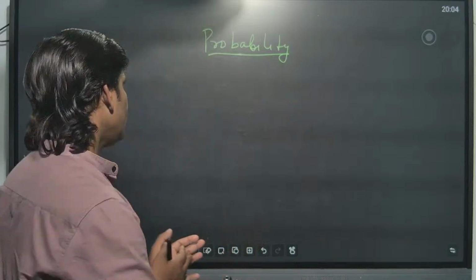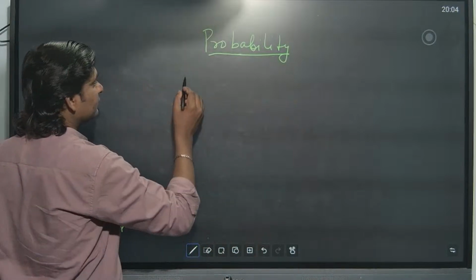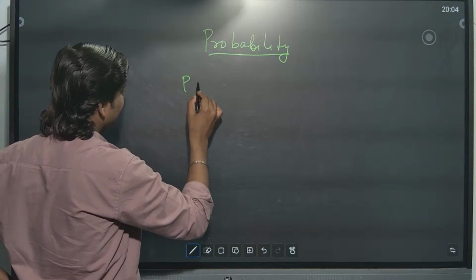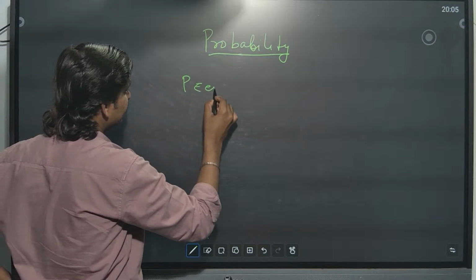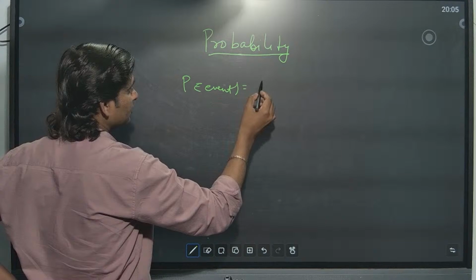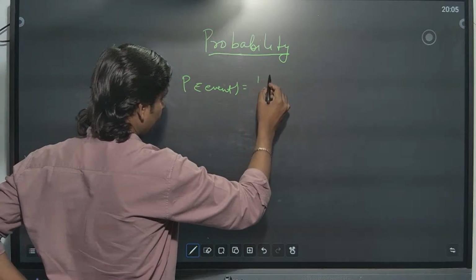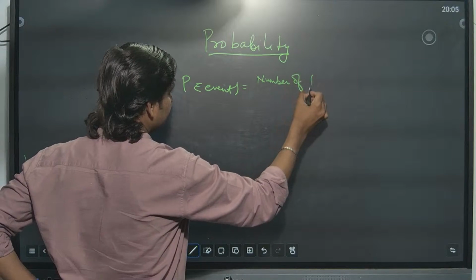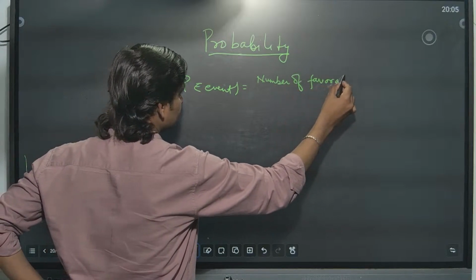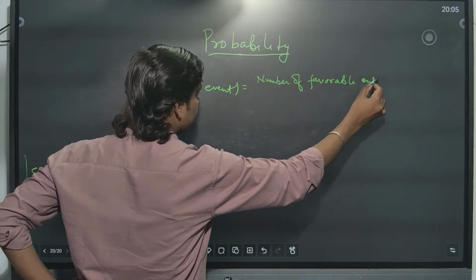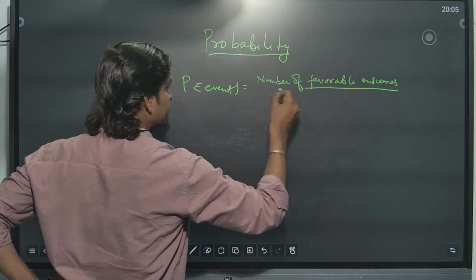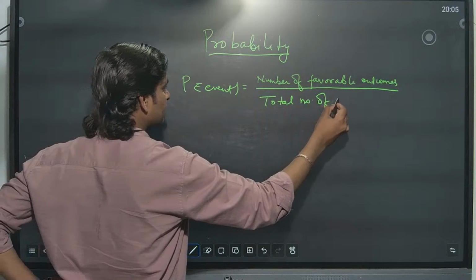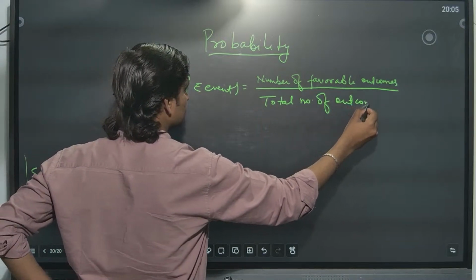Okay. So probability, we have a formula for the probability of an event. So what do you write? Number of favorable outcomes divided by total number of outcomes.